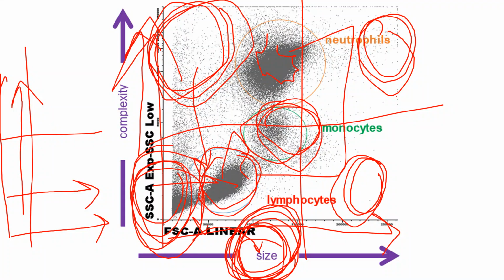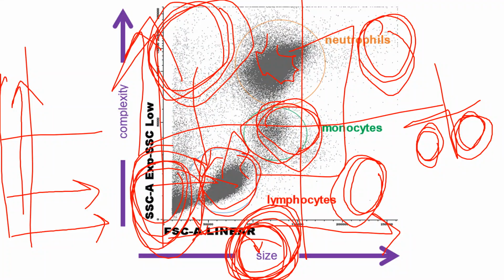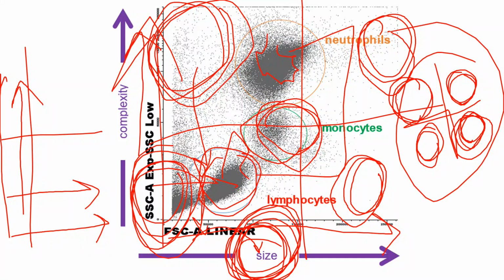In this four-quadrant plot, in this quadrant the size is very low and the complexity is very low. In the second quadrant, the size is very high but the complexity is very low. In this quadrant both size and complexity are very high, and here the complexity is very high but the size is very low. So these four quadrants tell us the cell size and the complexity.